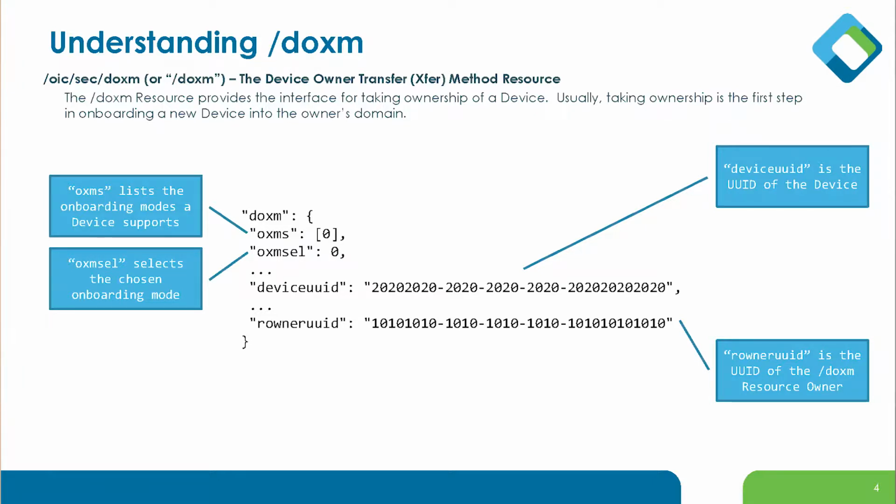So a little bit of detail on doxim. You don't need to try to memorize this. This is just giving you an idea so that when you go look at it yourself, you'll have a better understanding. Basically, we have a property which enumerates the onboarding methods that the device supports. We have a property which selects which of those methods to use. We have the ID of this device. So the device UUID is the ID of the device that this resource is on. And then the ROUUID, as I mentioned earlier, is the ID of the owner of this device.